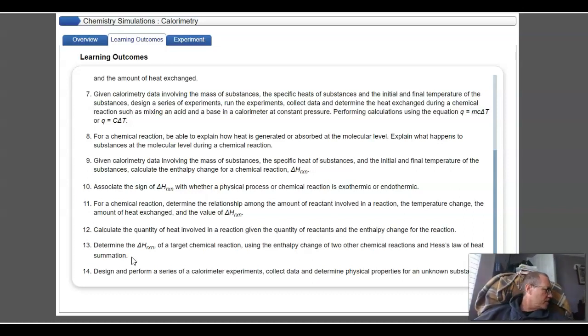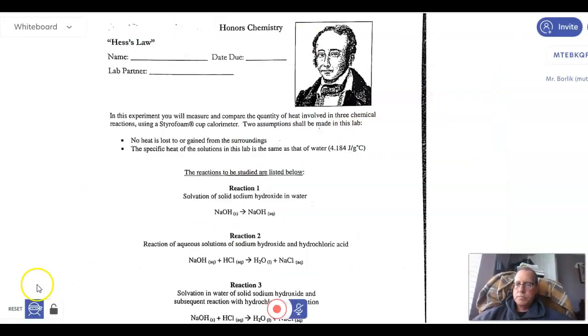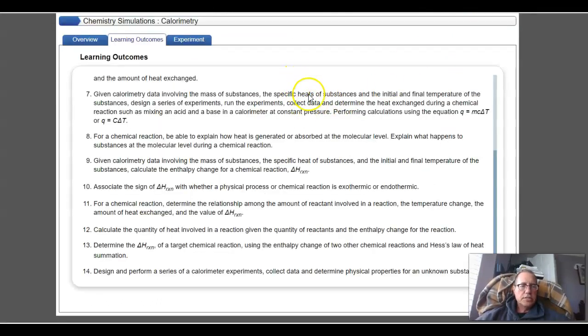If you take a look at the lab... okay, I'm trying to find my lab. All right, anyways, I'll find it. It's somewhere around here.